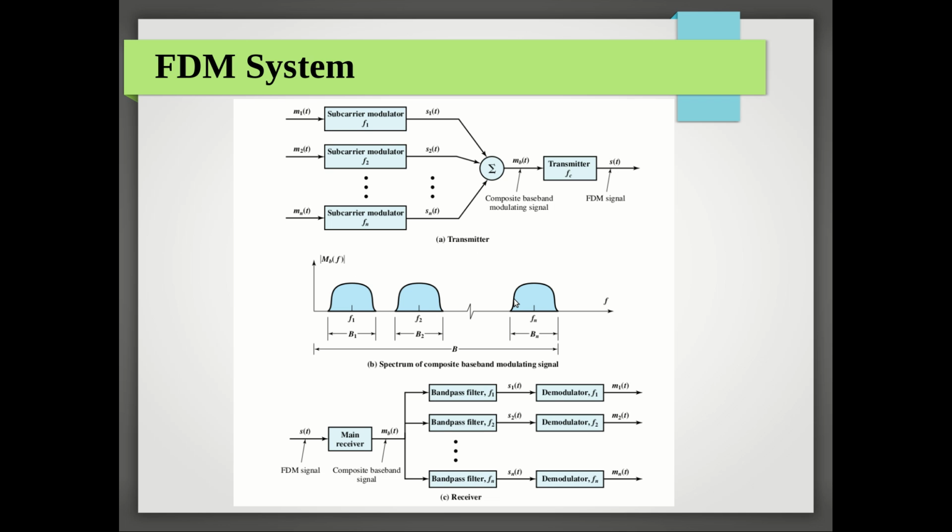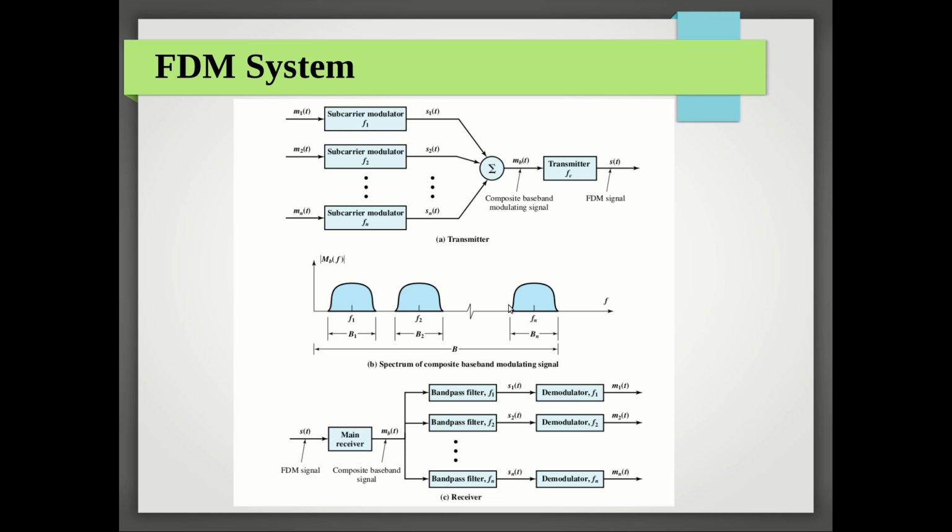Now looking at the spectrum of the composite baseband modulating signal, the frequency domain representation of the combined signal, here we are taking the baseband signal as a function of frequency. Earlier it was a function of time, here it is a function of frequency. Each block corresponds to the bandwidth, or the range of frequency, provided for channel 1, channel 2, like that, up to n channels, and each one is centered on a particular frequency.